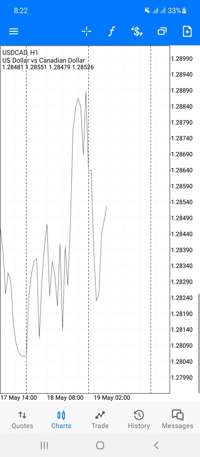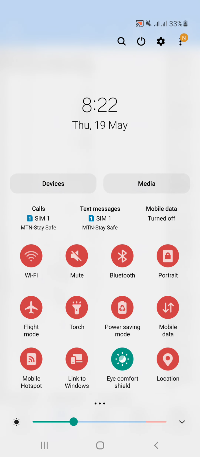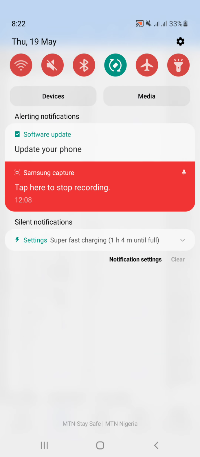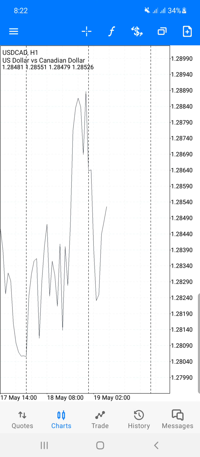When you come to your MetaTrader app, I think it would be better for us to switch the app from portrait mode to auto rotate, so I can have a better view and see more of the chart, right? Okay, now I've switched to auto rotate. Now I have a larger screen view.